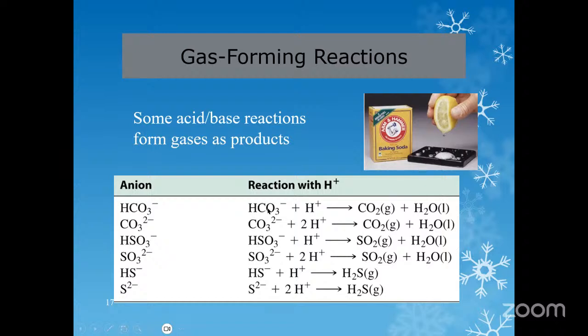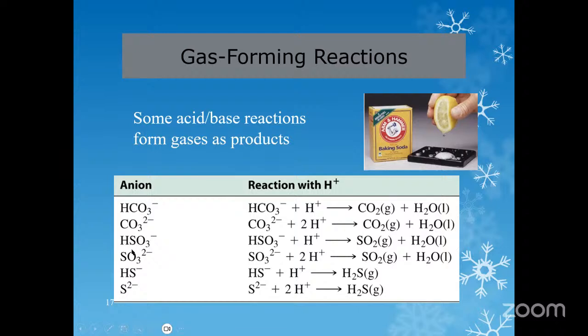As you can see here in this picture, the bicarbonate ion is present in baking soda. Baking soda is basically sodium bicarbonate. When you squirt some lemon juice, or you can add some vinegar, you're gonna see the same thing. You're gonna see foaming. The foaming is as a result of carbon dioxide being produced, right? So that's one example of a gas forming acid-base reaction.